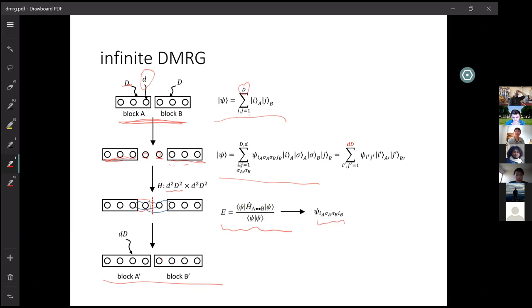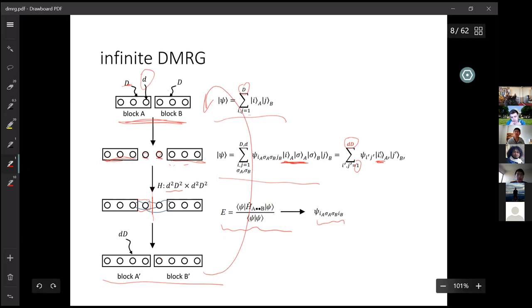So, or we just cut the system open again, and we combine the two bases into one basis. You see the new basis, I prime, should take the value from 1 to little d times capital D, right? Okay, so we can run this iteratively.